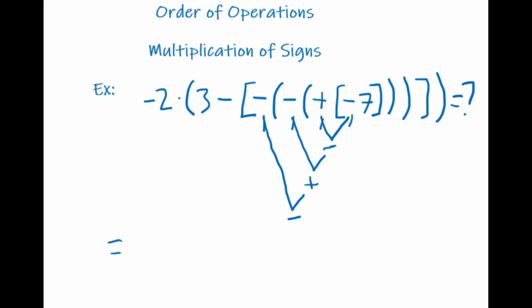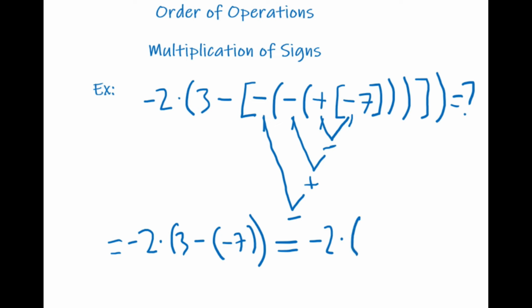So let me write the rest as following: -2 times 3 minus, and now from 1, 2, 3, 4 signs, we're going to have negative, so the inside is -7, and this is equal to, again, -2 times negative times negative is going to be positive, so it's going to be 3 plus 7. So this is going to be -2 times 10. It's going to be 20, but because the signs are different, the result is negative. So the result is -20.